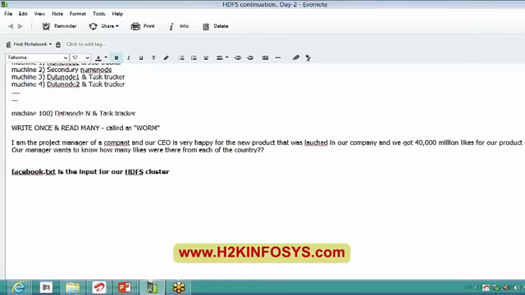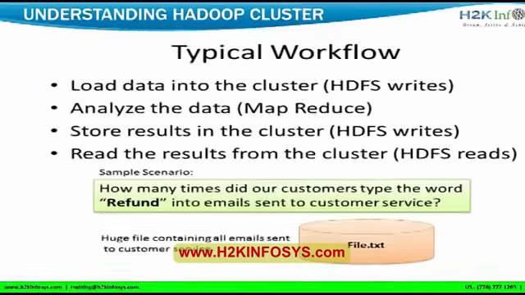So what would be the typical input for our Hadoop cluster? It will be just the input file of Facebook, right? The facebook.txt is the input for our HDFS cluster. The first thing we need to do is load the data into our cluster. So we have to load the facebook.txt file into our cluster. That function is called HDFS write.